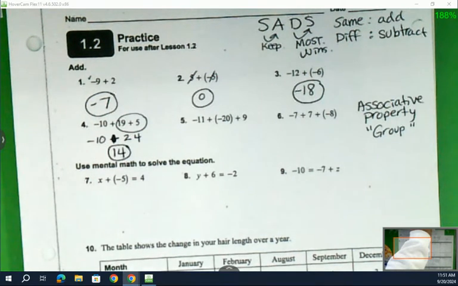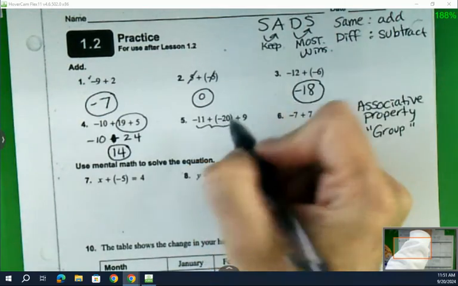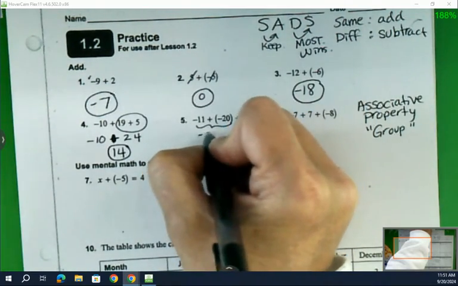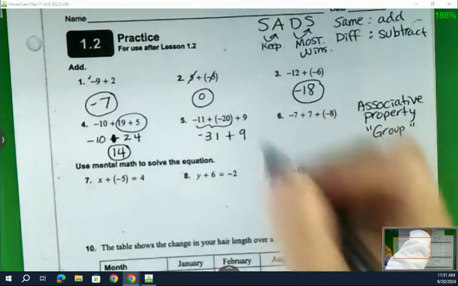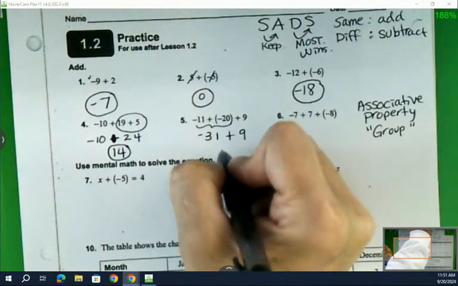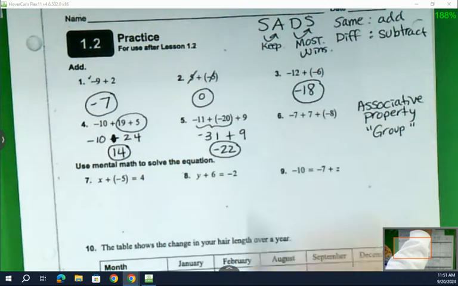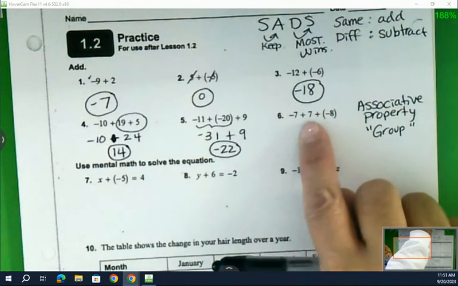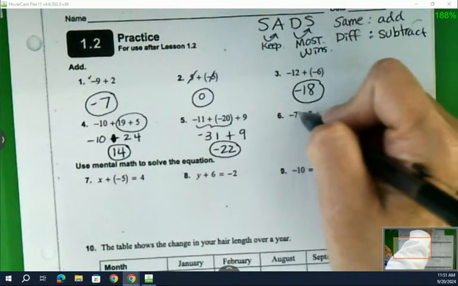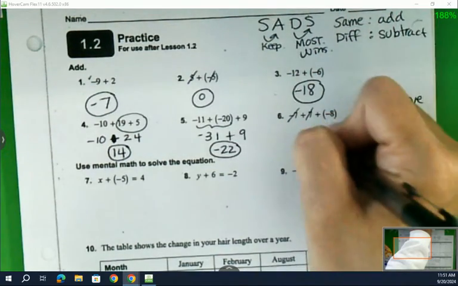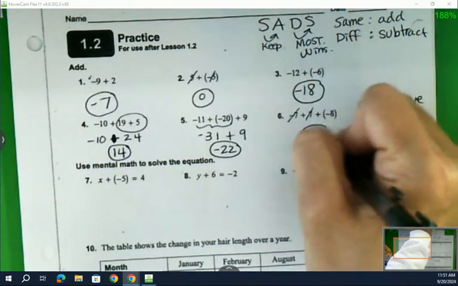For number 5, I have 2 negative numbers, so I'm going to combine them first for a total of negative 31 plus 9, and then take their difference, 22. And this time our answer is negative because we had more negative. In number 6, I have negative 7 plus 7. I can already see that those are a zero pair. So I'm going to cross them out because they're a zero pair, and then I can just bring down my negative 8.